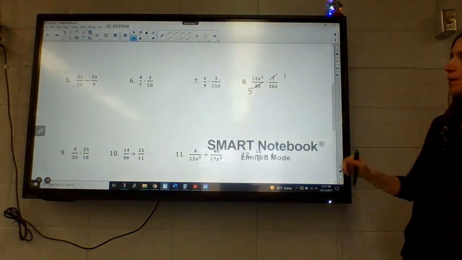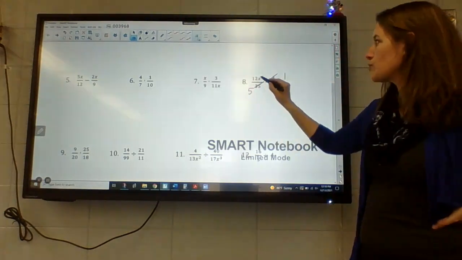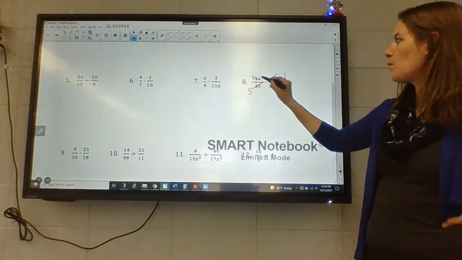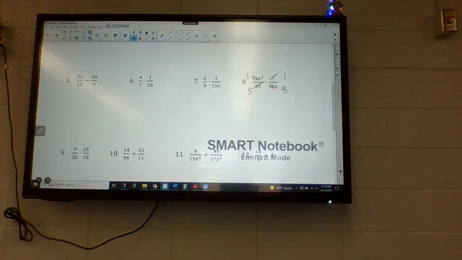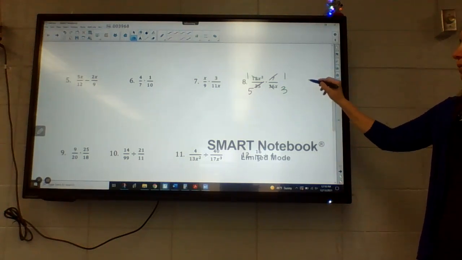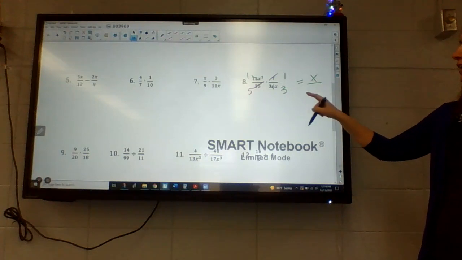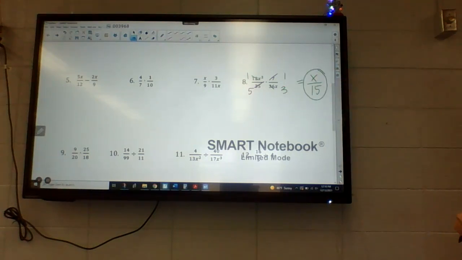Then looking the other way, the 12 and 36. 12 goes into 36, so that can become a 1. And then this is a 3. And then I have x squared on top and just the x on the bottom. That means there's more x's on the top than the bottom. There's 1 more. So it's just a single x on top and then 5 times 3, which would be 15 on the bottom.